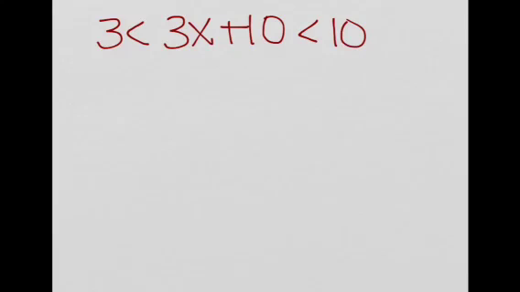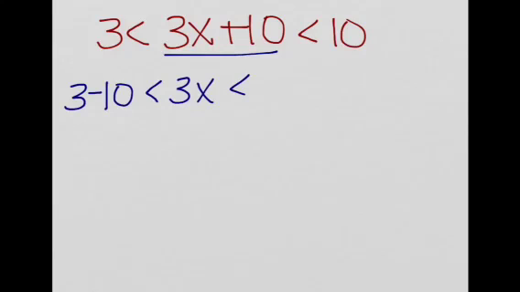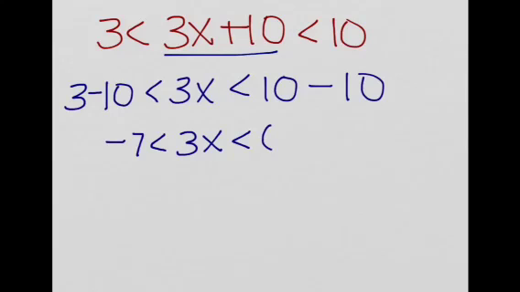So you have 3x plus 10. So 3 is less than 3x plus 10, which is less than 10. Okay, so first I want to isolate the variable, so I'm going to subtract 10 from all sides. So I get 3 minus 10 is less than 3x, which is less than 10 minus 10. So then I get negative 7 is less than 3x, which is less than 0.